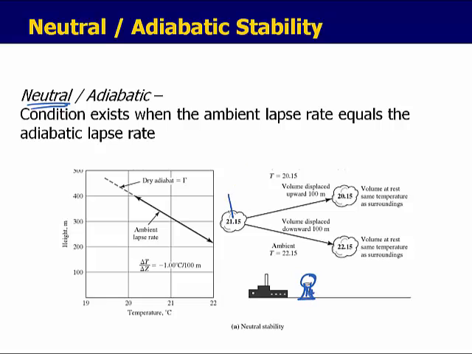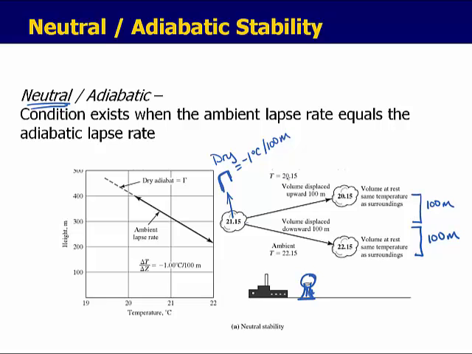And so this dry parcel of air here is going to lose or gain temperature according to the dry adiabatic lapse rate of -1 degree Celsius per 100 meters. And that's what you'll see as this dry parcel of air moves up into the atmosphere: it loses 1 degree Celsius for every 100 meters. Likewise, as it moves down 100 meters, it gains 1 degree Celsius.